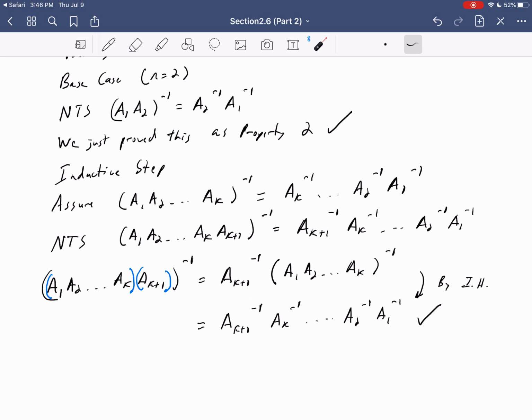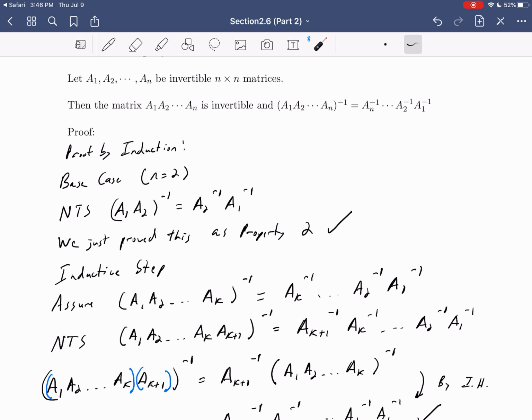So I wanted you guys to see this too because it's a nice little proof by induction and it's a good extension of the property that we originally established. So this extends property 2 to an arbitrary amount of matrices. Okay, so those were some basic properties of inverses that we wanted to discuss.